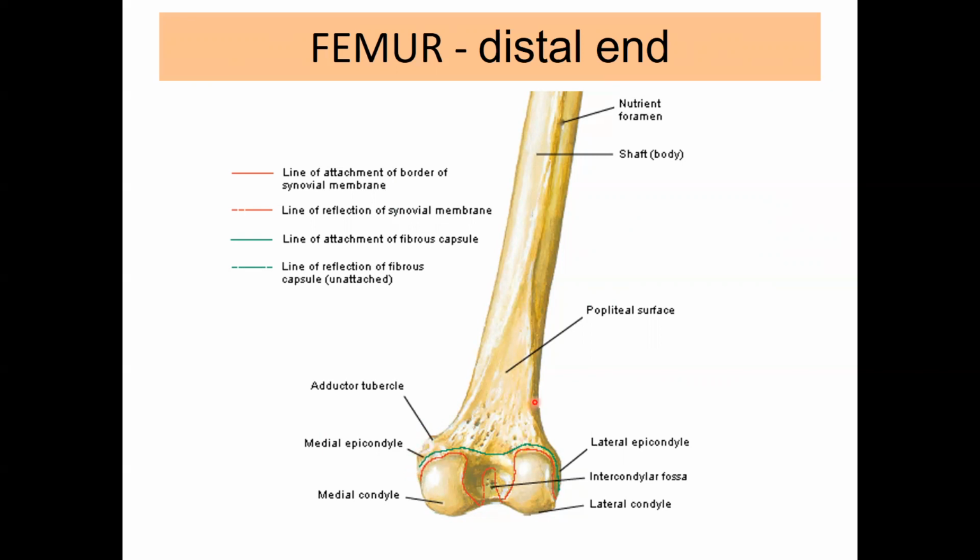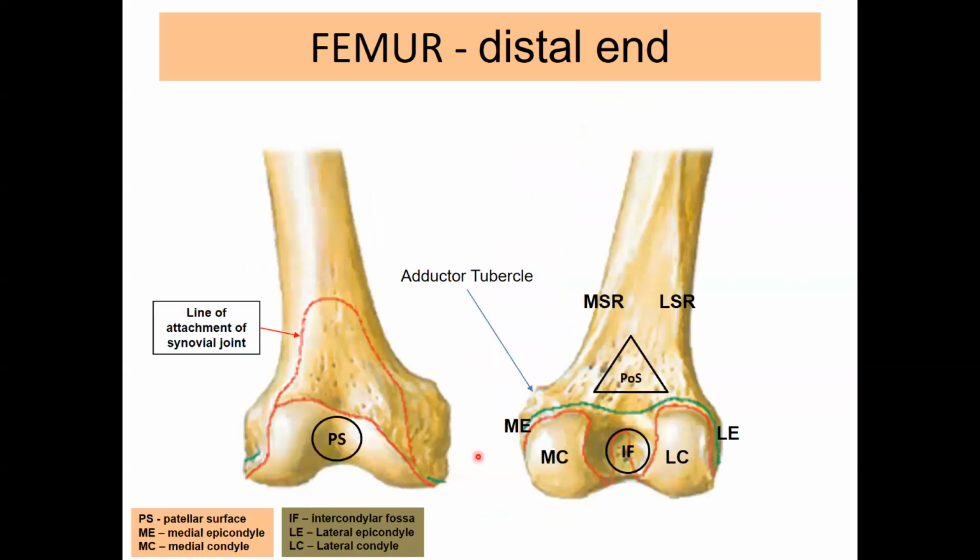On the lateral side there is the lateral epicondyle. This is the lateral condyle, and this is the medial condyle. Epi means edge. Medial epicondyle, lateral epicondyle, and this is the condyle. In between the two condyles, there is the intercondylar fossa.